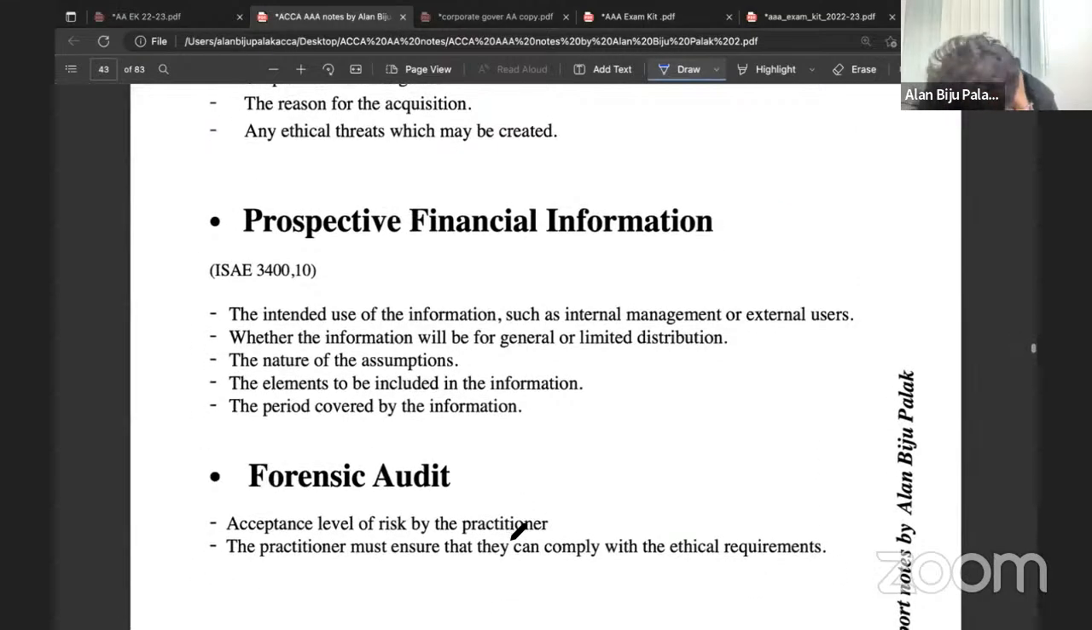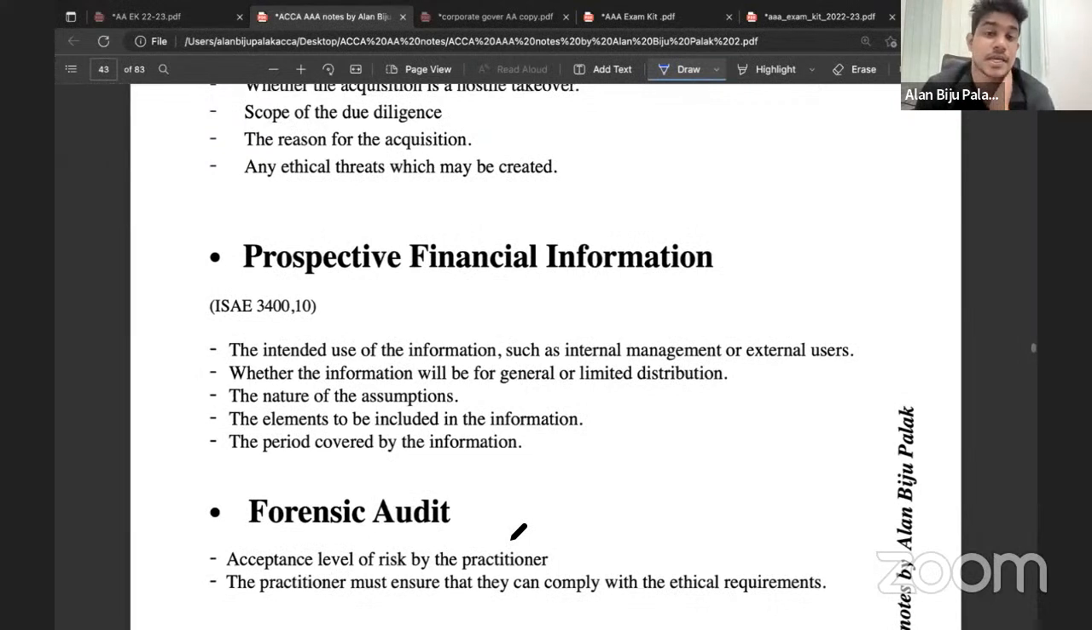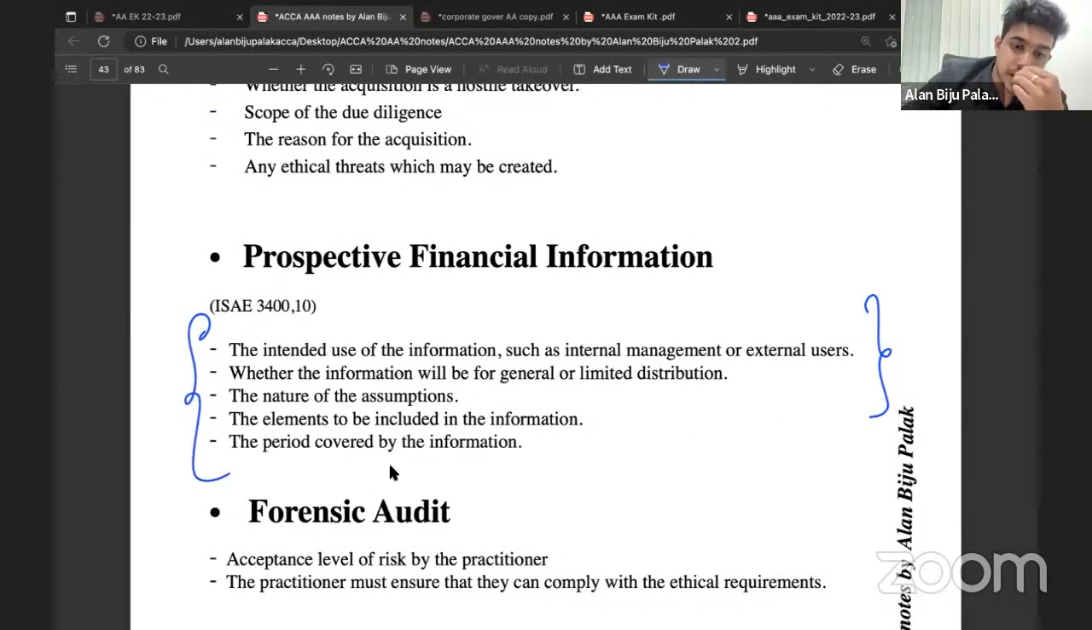In addition to that, one of the most important factors that you need to consider while performing matters to be considered before accepting the engagement is relating to the PFI engagement, whereby we have studied that before accepting a PFI engagement, it is mandatory for an auditor to check these factors. So what are the specific matters that should be considered by the auditor before accepting a PFI engagement?